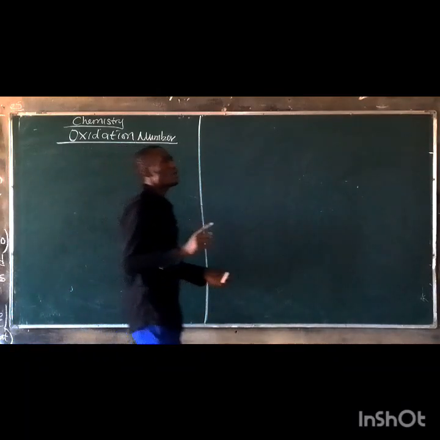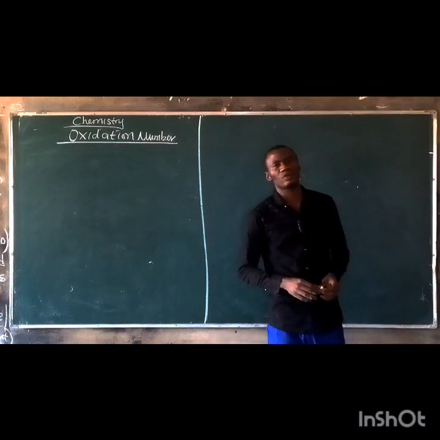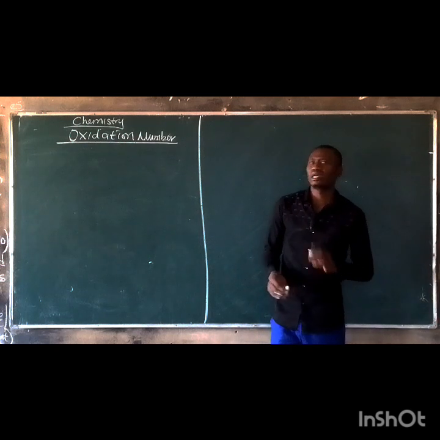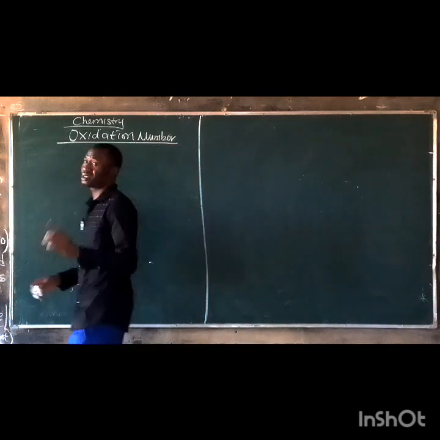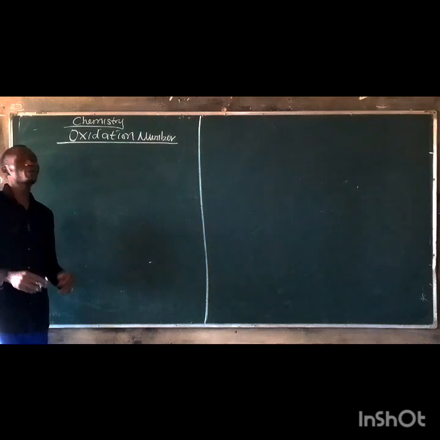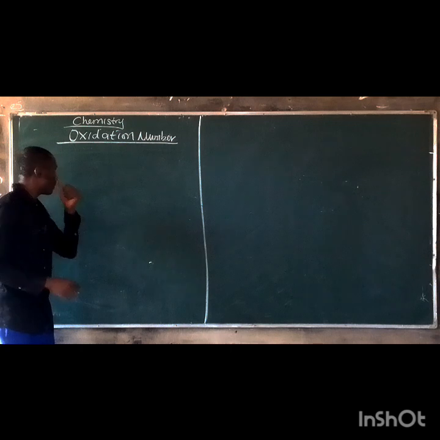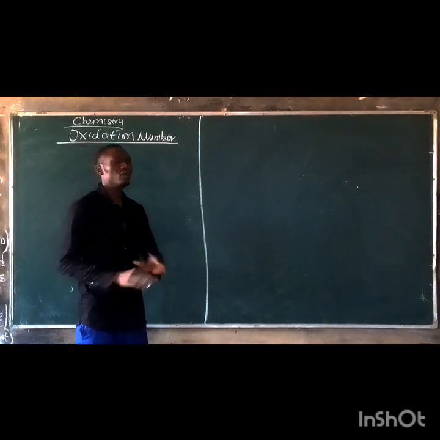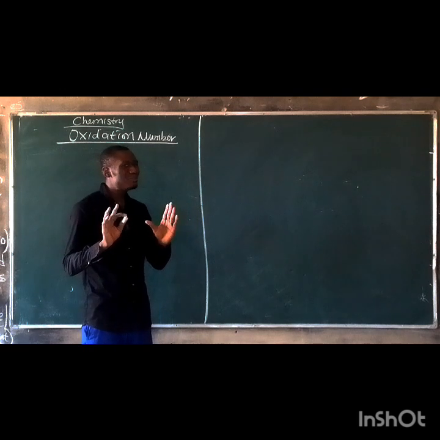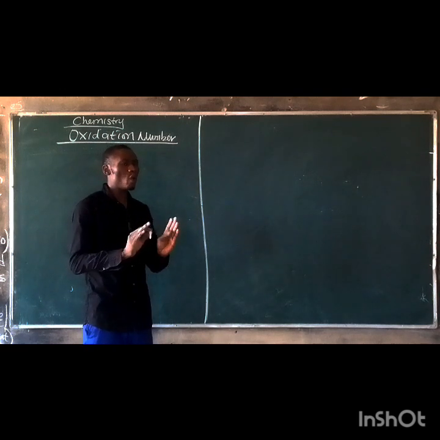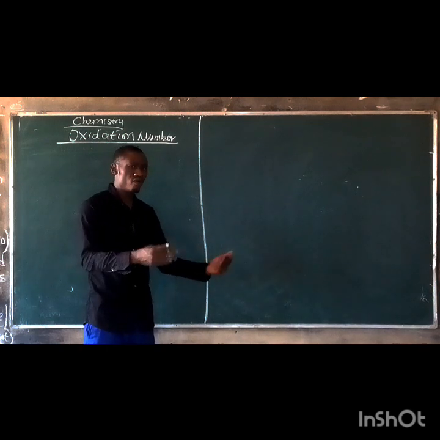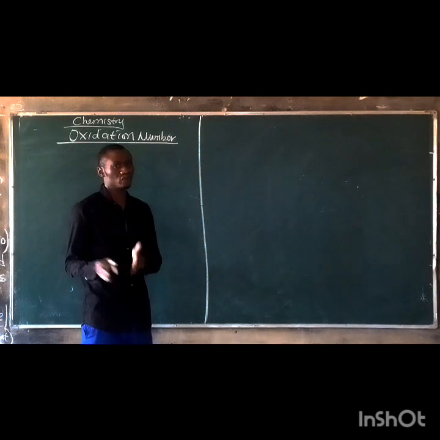If you have an idea how easy it is to find an oxidation number, you will not have a problem with it. Now, there are rules given to you to find oxidation numbers. Those rules can be intimidating, but if you follow what I'm going to tell you, you will find out that they are just normal, usual rules that every chemistry student should know.